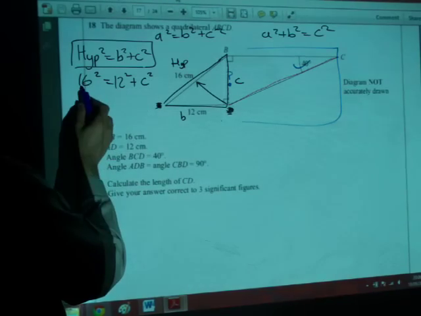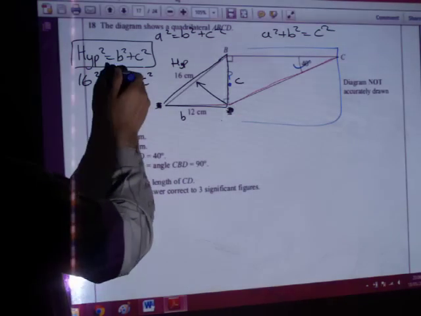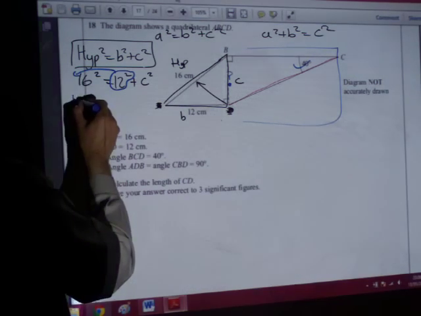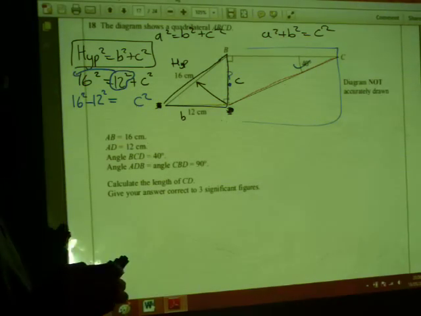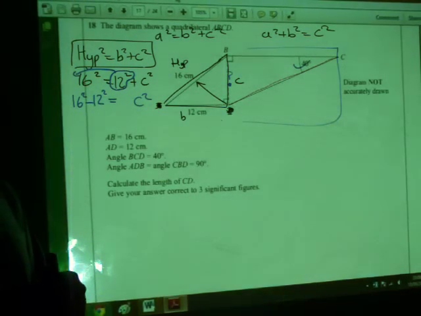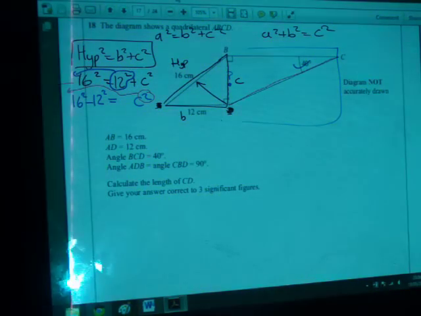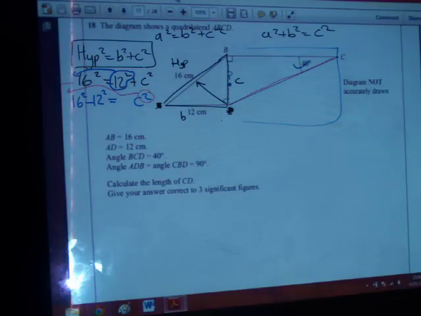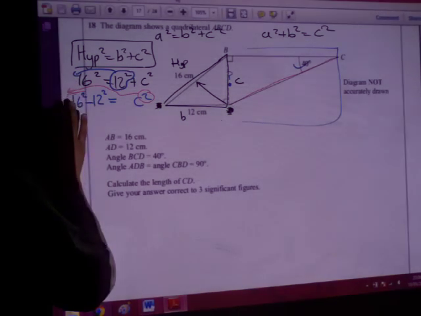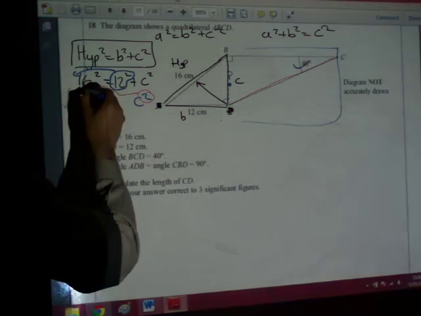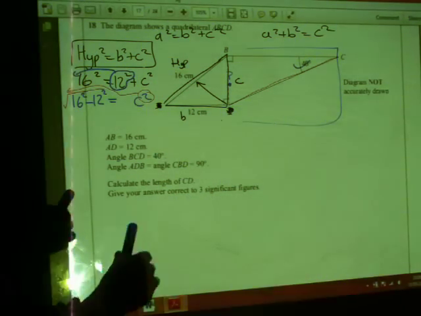Now we have to work out C. We know this, we know this, so we need to get this part here. The opposite of adding this onto that is to minus it. So 16 squared minus 12 squared is equal to C squared. We're getting closer. Isa, do we need the squared on the C? No. So we take the squared over, and the square becomes a square root. Now, let's work it out. Let's just write it out one more time on the bottom, make it nice and clear.